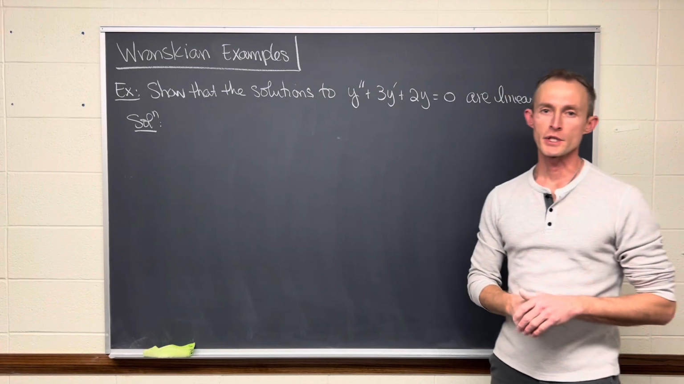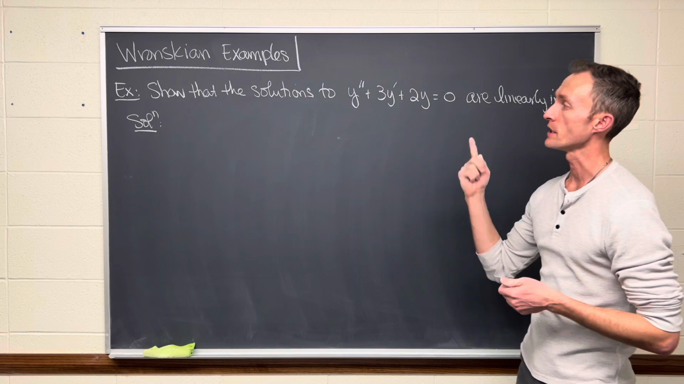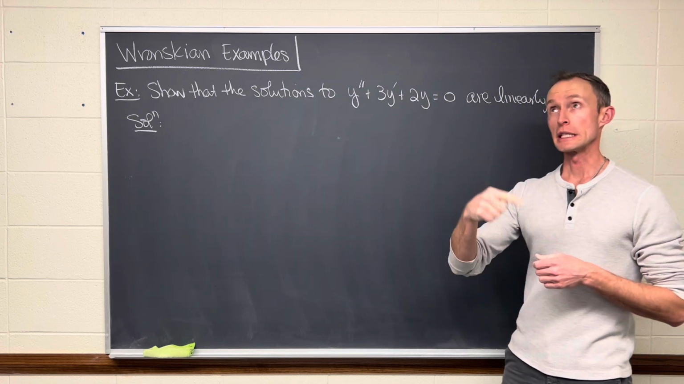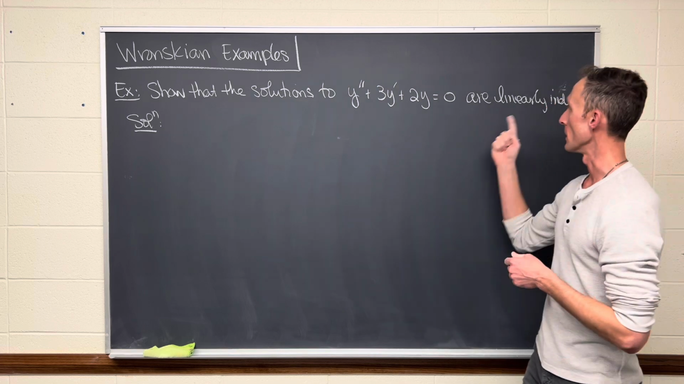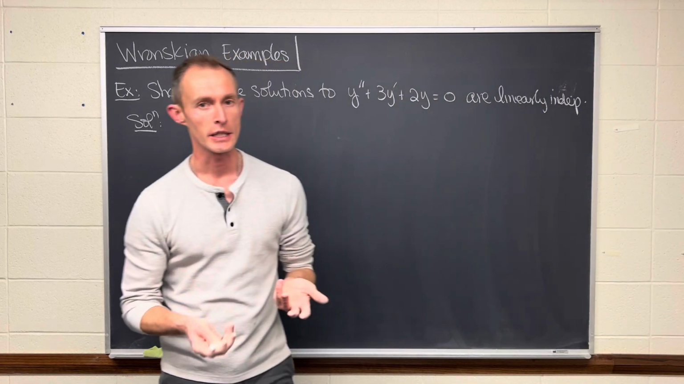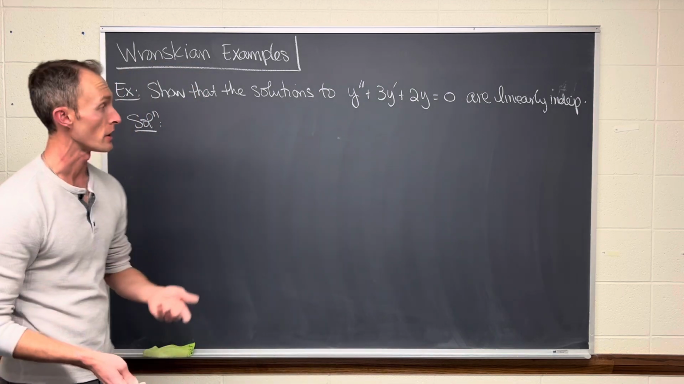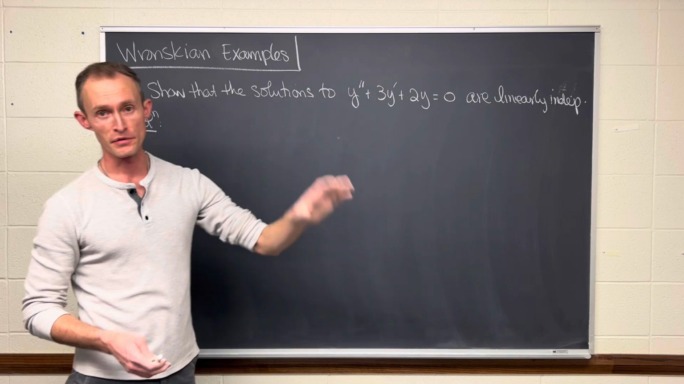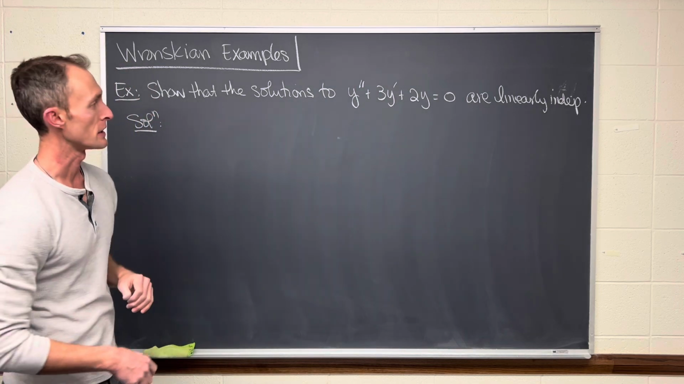Welcome back. In this video, we're talking about an example using the Wronskian for proving that solutions to a constant coefficient second order linear homogeneous ODE are linearly independent. Okay, well, it doesn't make any sense to take the Wronskian of something where I don't actually know what the functions are. So let's use the characteristic equation to actually find the solutions, and then we will verify with the Wronskian that those are actually linearly independent.